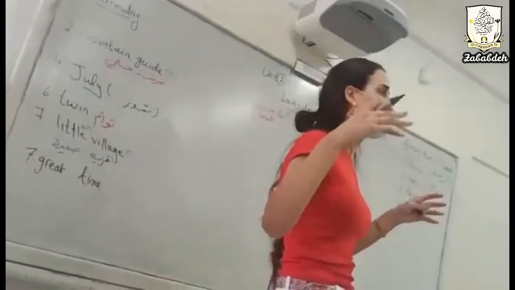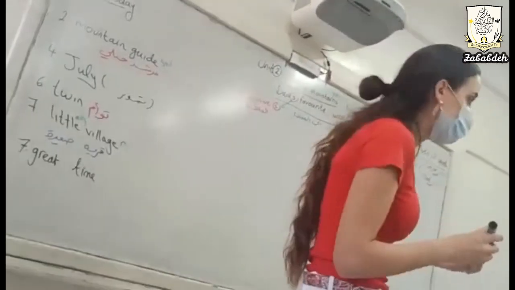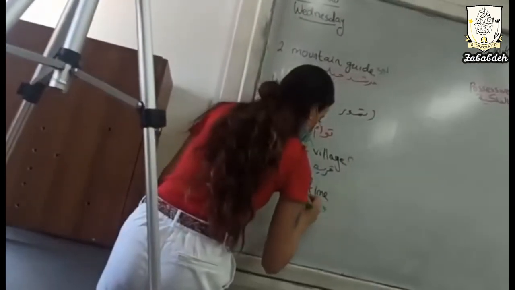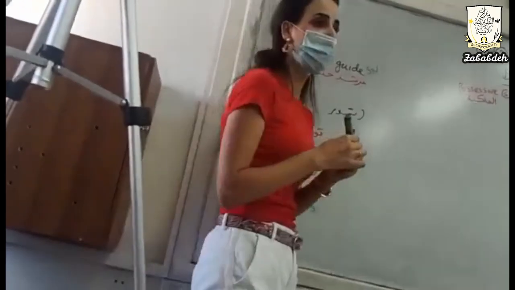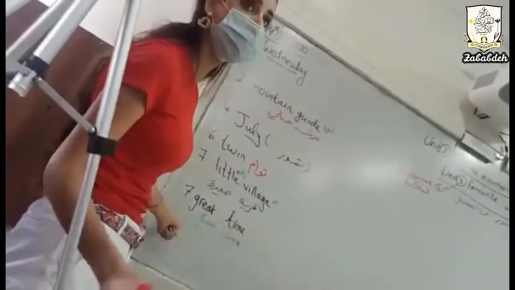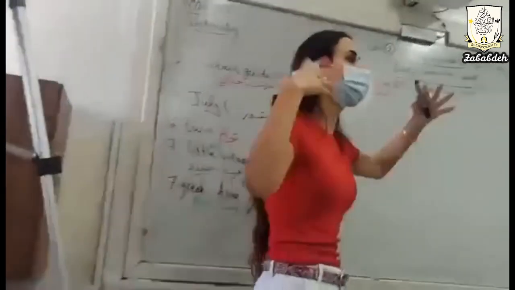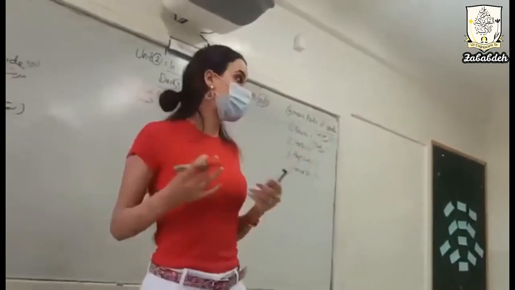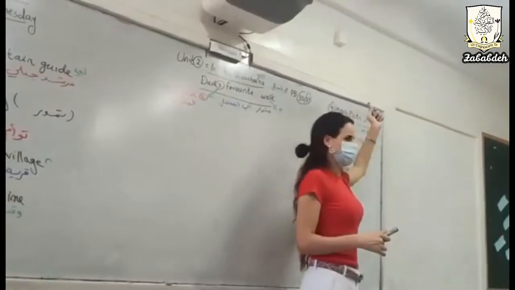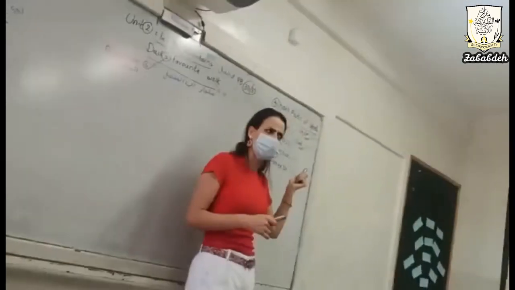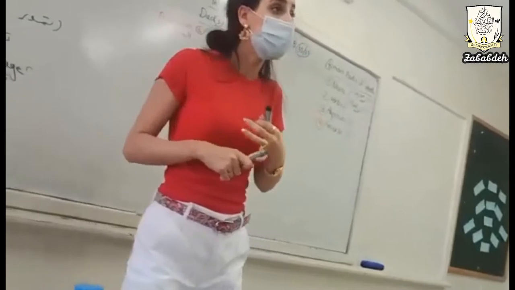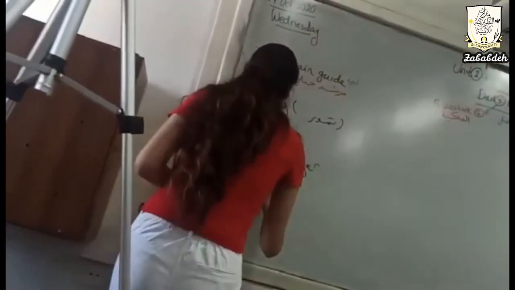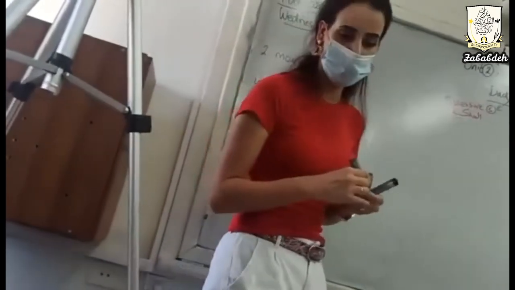We had free time. What's the meaning of free time? Yes, Nesma. Fun time. Okay. Which part of speech is great? Great. Beautiful. Is it a noun? A verb? An adjective? Adjective, excellent. So it's an adjective.